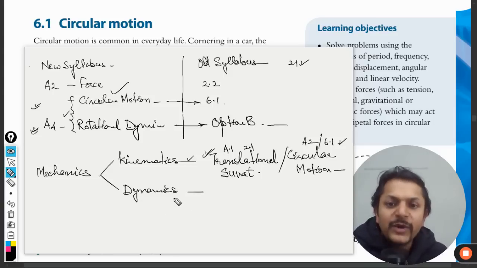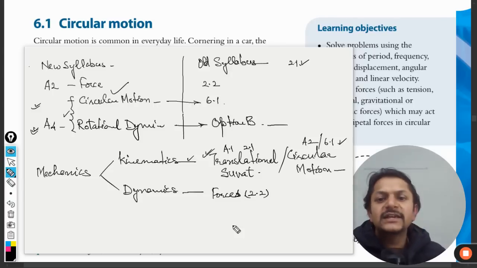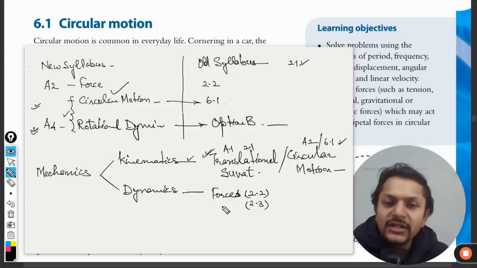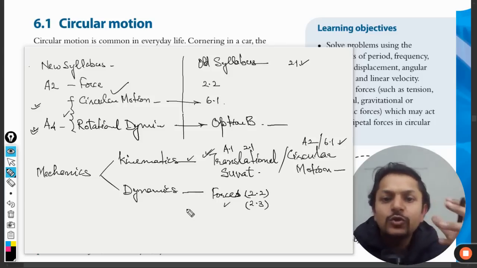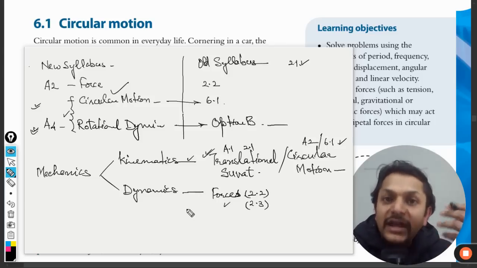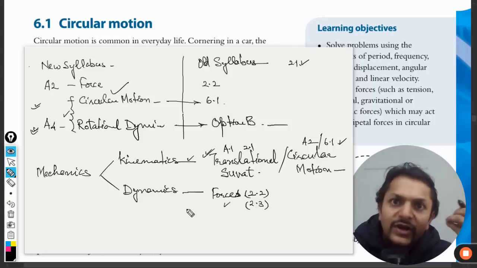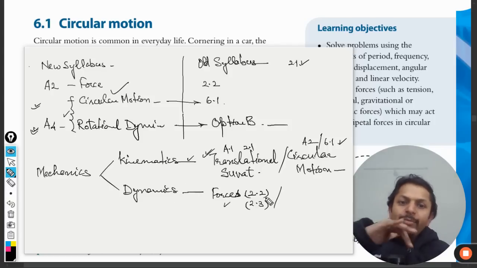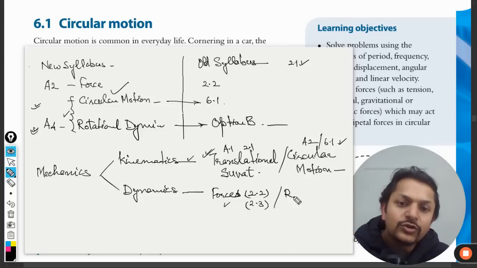In the dynamics part, we do forces, Newton's laws of motion and all that, which is topic 2.2. Yes, obviously 2.3, momentum and impulse, is also included in that. So this part is known as translational dynamics, in which we are going to cover the forces, and that dynamic part in circular motion is known as rotational dynamics.